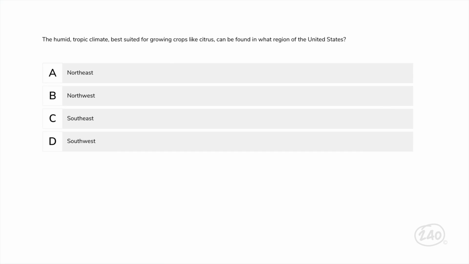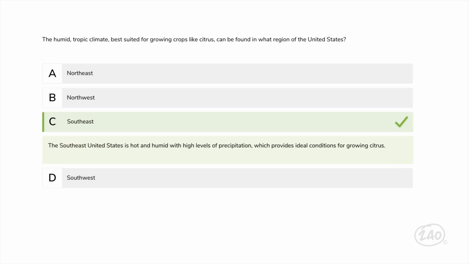Now it's your turn with a practice question you may see in this category. The humid tropic climate best suited for growing crops like citrus can be found in what region of the United States? The answer is C, the Southeast. The Southeast United States is hot and humid with high levels of precipitation, which provides ideal conditions for growing citrus.